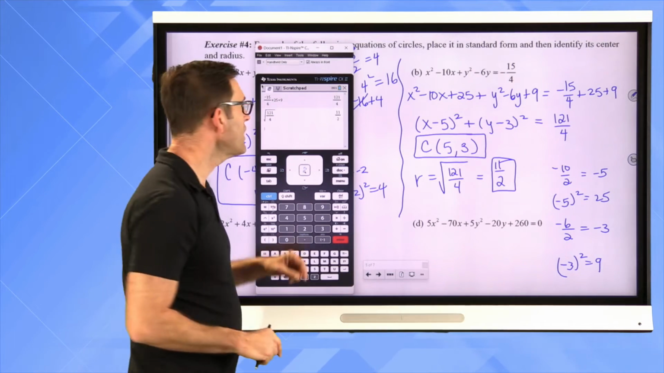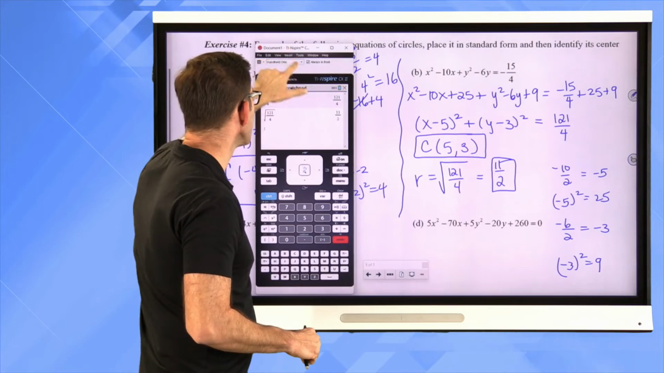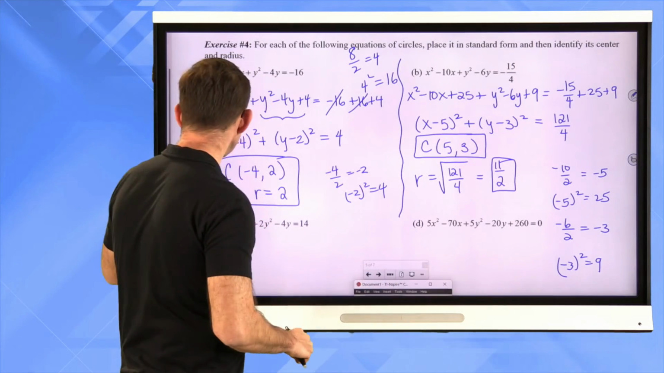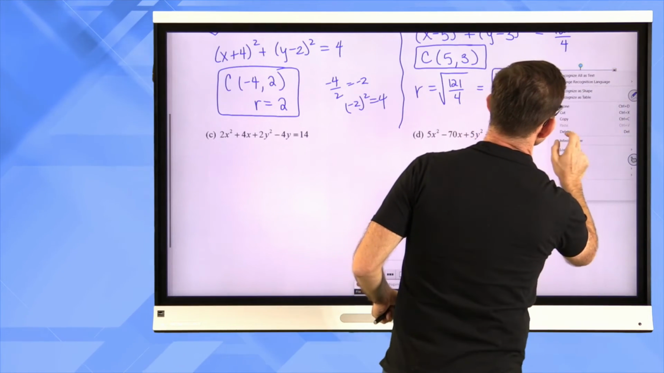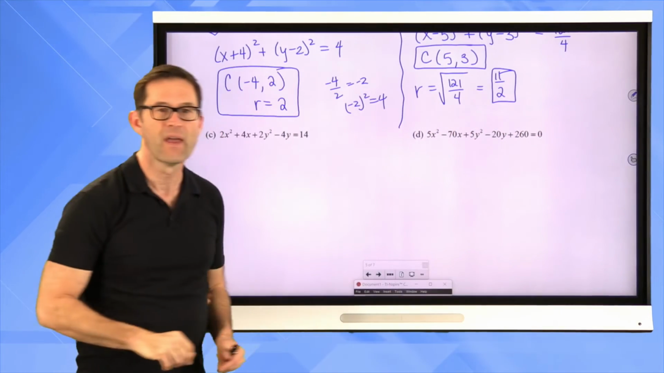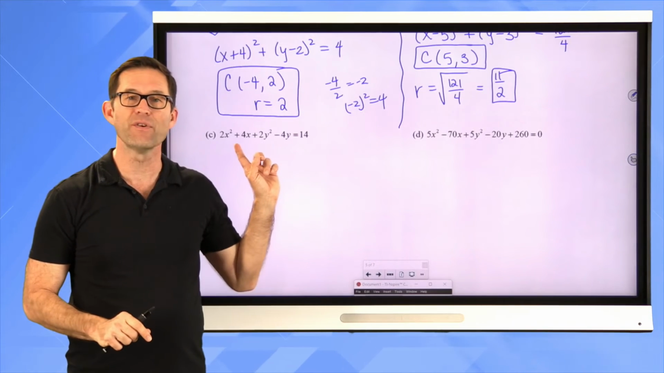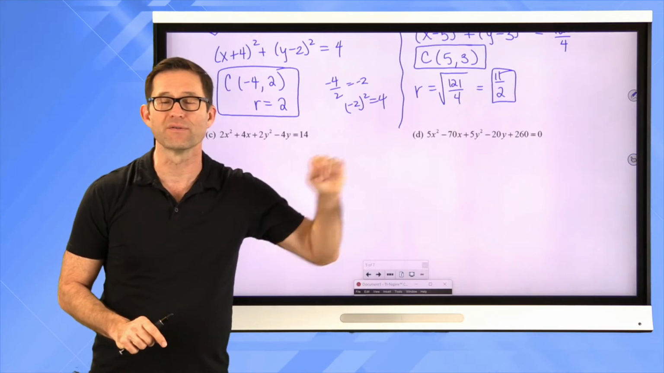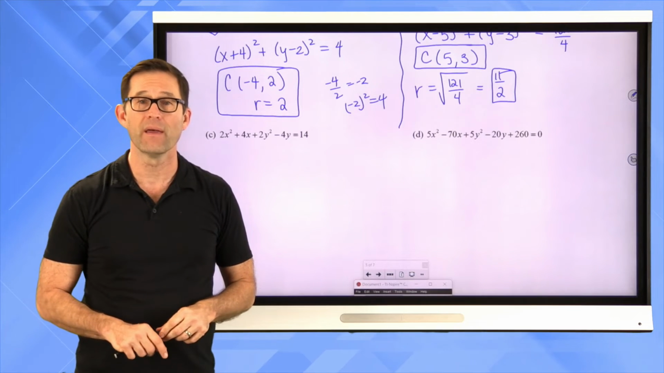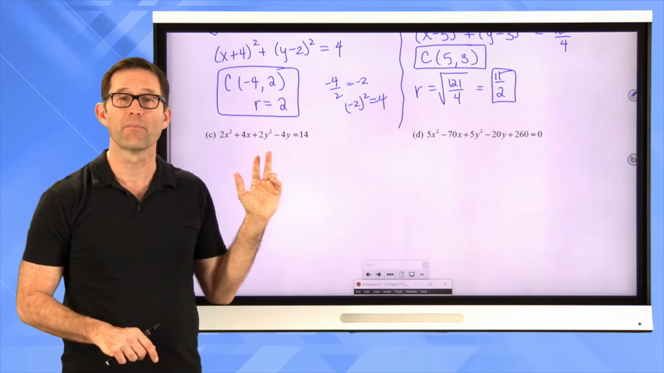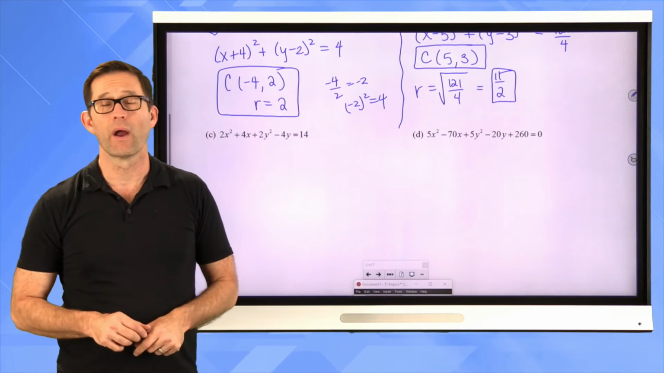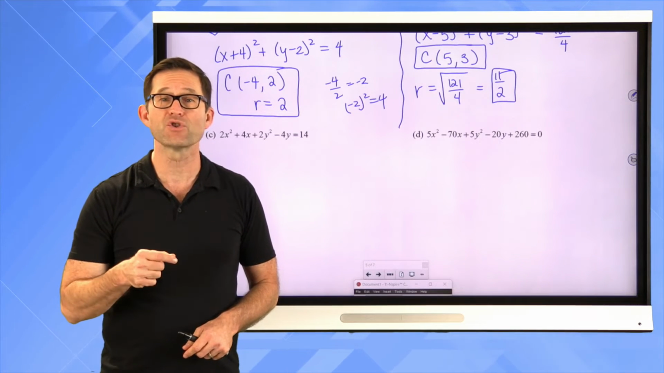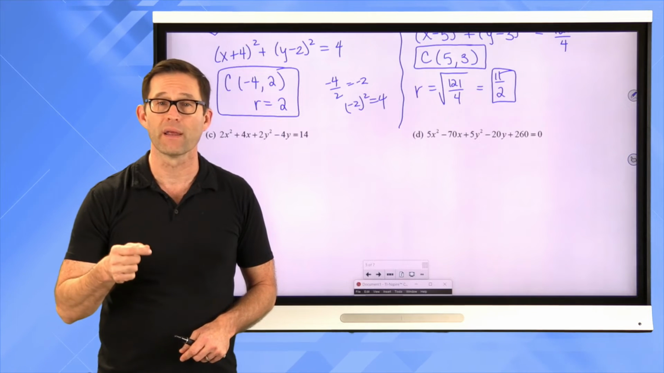Okay, now there is one additional thing that you've got to be concerned about when doing these types of problems, because they're relatively easy. Let me just delete this so that we don't have it sitting there. And that's what happens if the coefficients on the x squared and the y squared are not equal to 1. Okay, so in letter C we have 2x squared plus 4x plus 2y squared minus 4y is equal to 14. The method of completing the square will not work if the coefficients on the x squared and the y squared are not equal to 1.